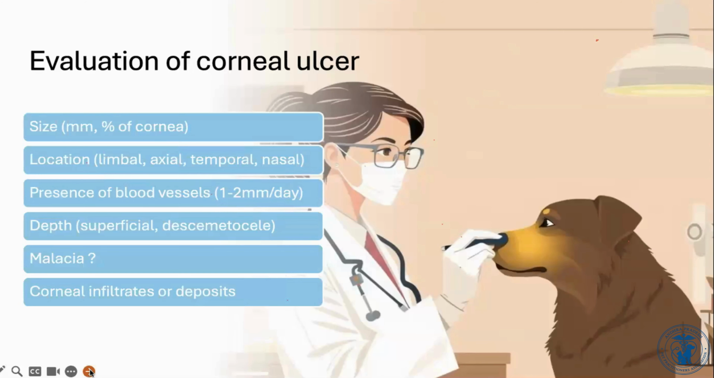And last but not the least, look for the corneal infiltrates or deposits. Sometimes there'll be calcium deposits and all. These deposits make the cornea more prone to ulceration.